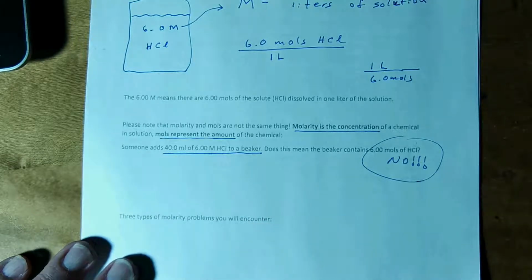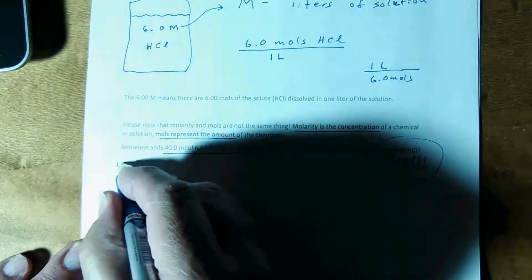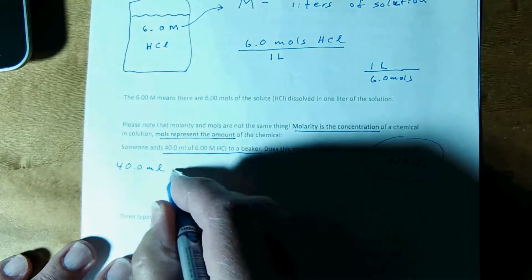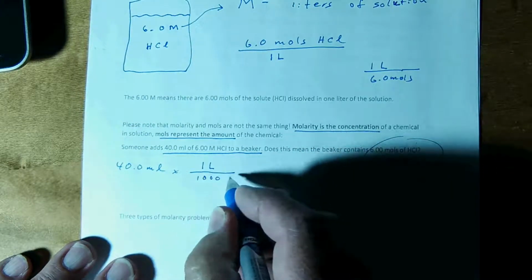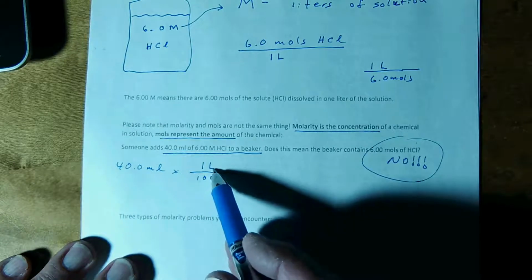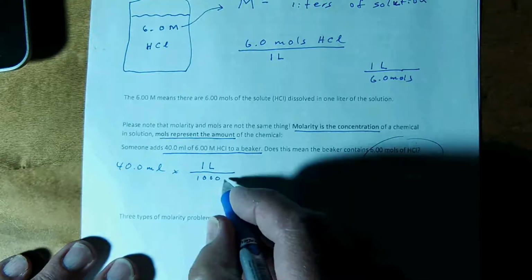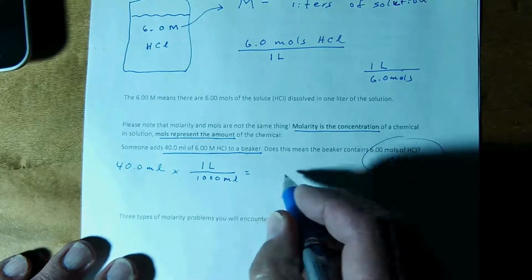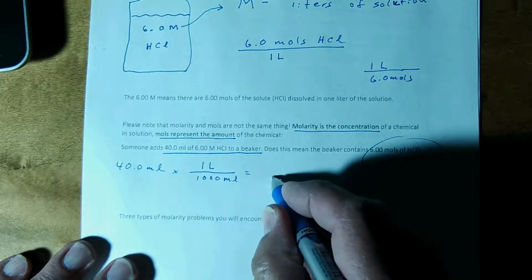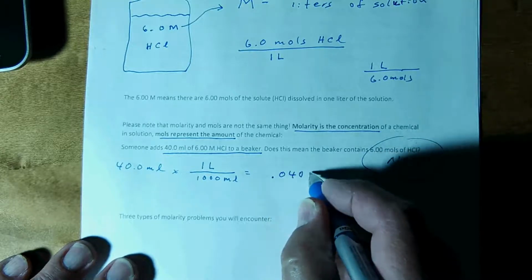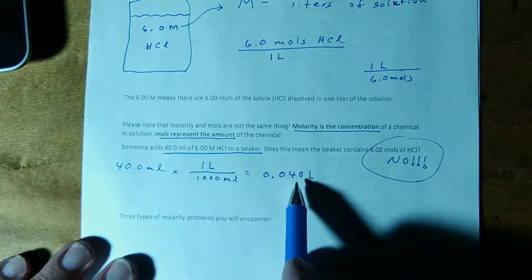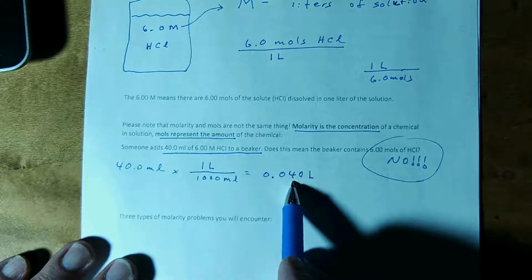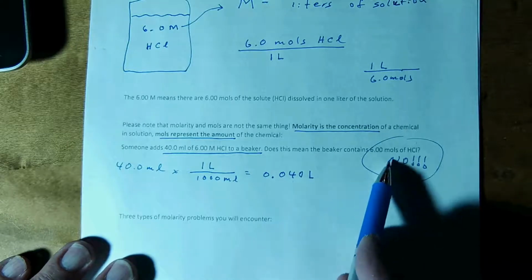Well, how much is it? How many moles did we add? Hey, you can do this. 40.0 milliliters. Hopefully you can do this conversion in your head, but if you can't, you can always write out the conversion factor. 1 liter is the same thing as 1,000 milliliters, and you'd see that 40 milliliters is 0.040 liters, right? So if they add 40 milliliters, they've added that many liters. Well, how many moles of hydrochloric acid? Is it 6 moles? No, it's not.